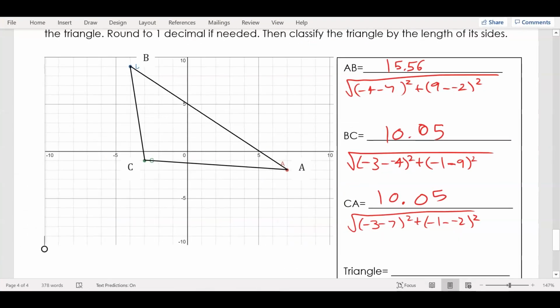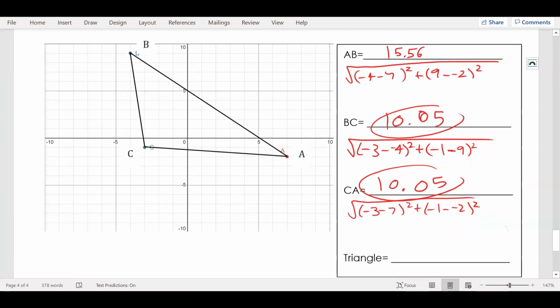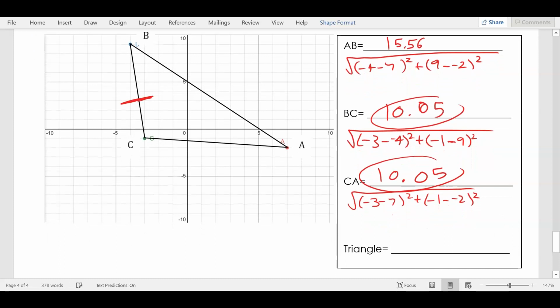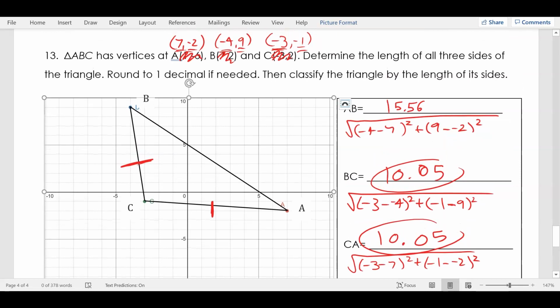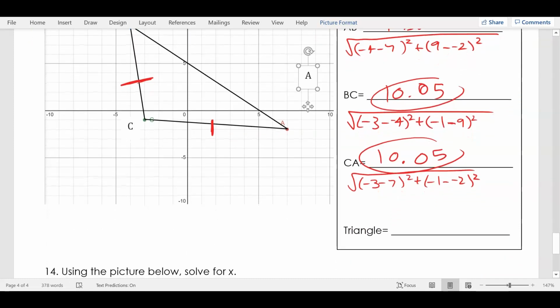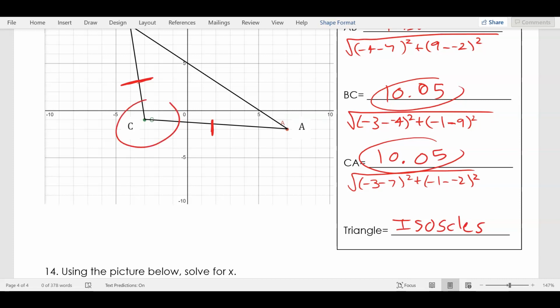So you'll notice we have two equal sides, right? So BC and CA. These aren't perfectly square grids, so it doesn't look right in the picture, but nonetheless. So all that to say, our triangle, if we have two equal sides, is isosceles. All right, and you can see right here that this angle is bigger than 90, so it's obtuse. Obtuse and isosceles.